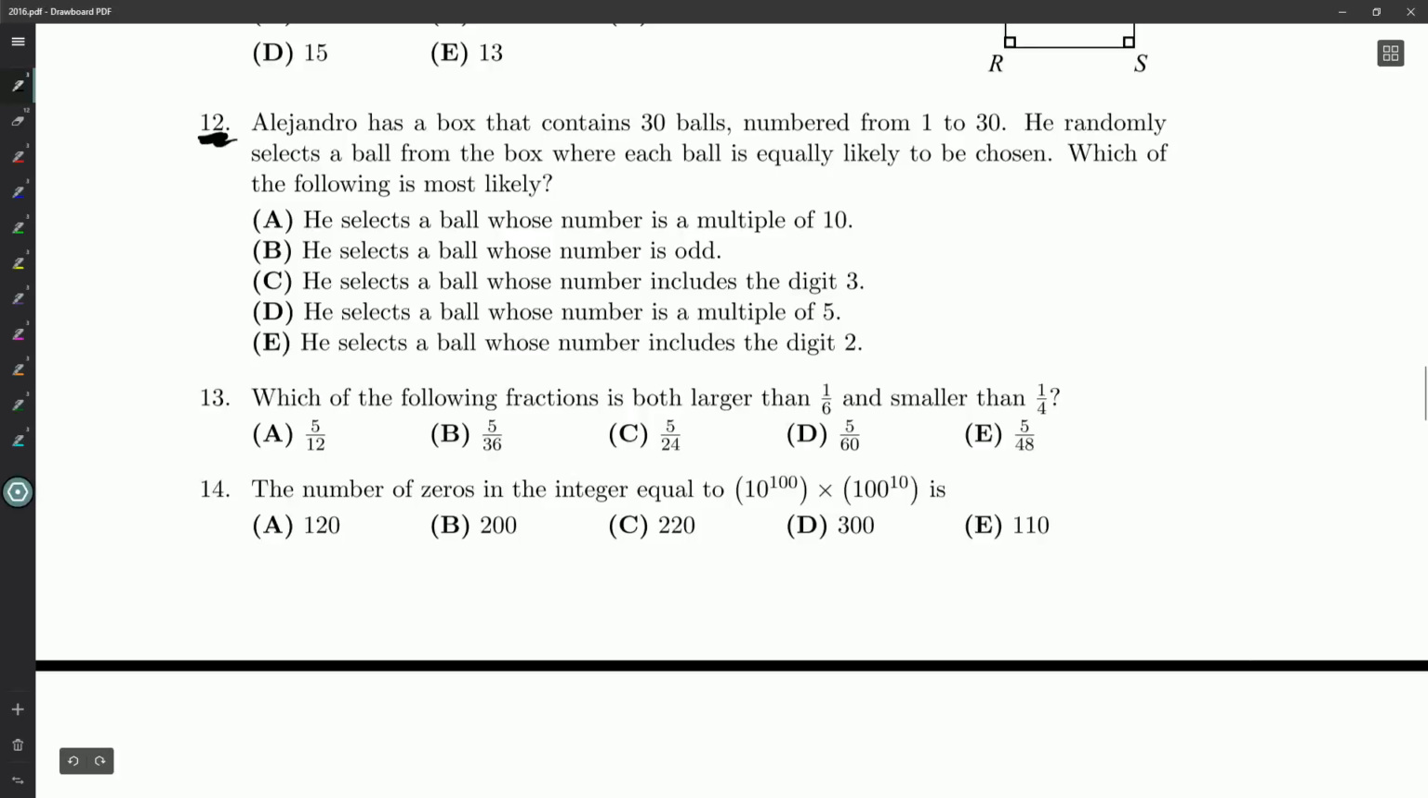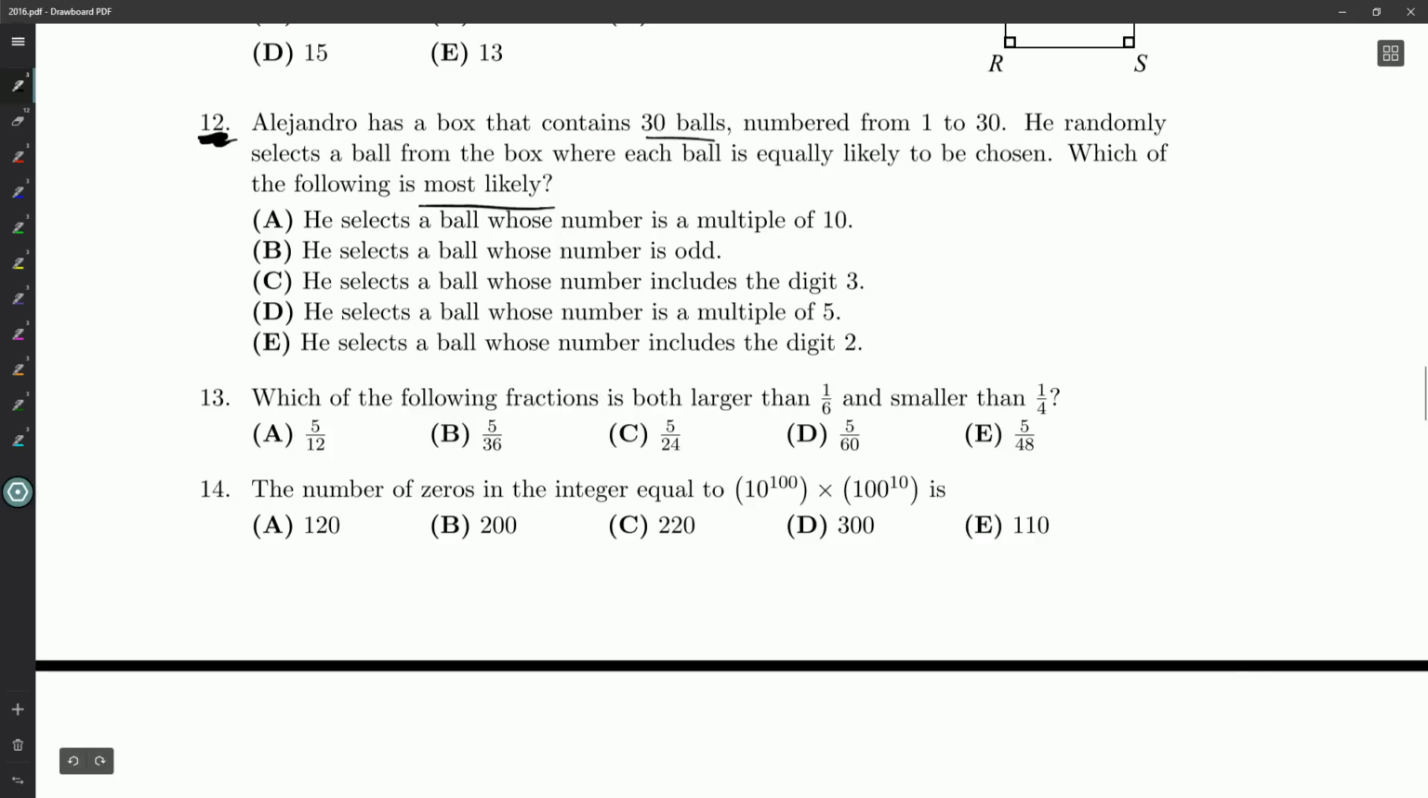Alejandro has a box that contains 30 balls, numbered from 1 to 30. He randomly selects a ball from the box, where each ball is equally likely to be chosen. Which of the following is most likely? So we're going to have to read our 5 possible answers, and perhaps assign probabilities to each of them, and figure out which one actually is the largest.